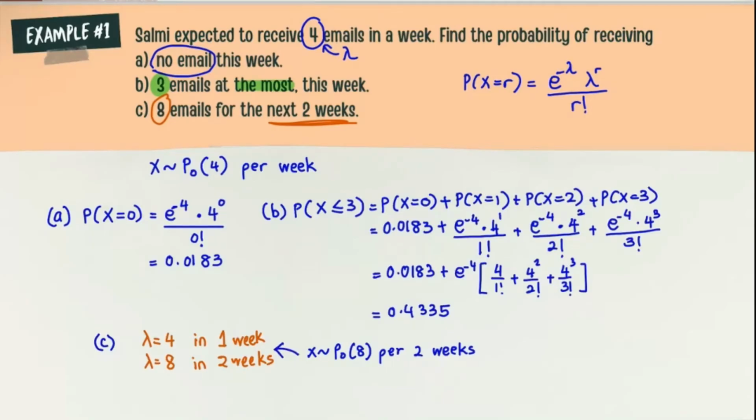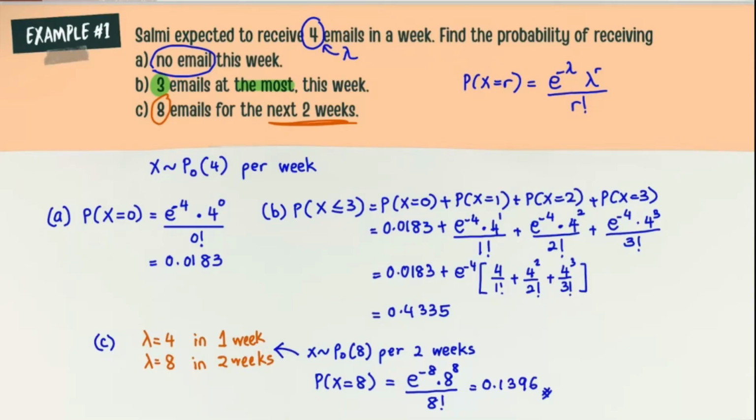Okay, now soalan dia adalah receiving 8 email. So dia adalah P of X equals to 8 pula. P of X equals to 8 will be e to the power of negative 8, 8 to the power of 8, kebetulan sama pula, bahagi dengan 8 factorial. So I get 0.1396. So this will be our final answer. So inilah dia Poisson distribution.